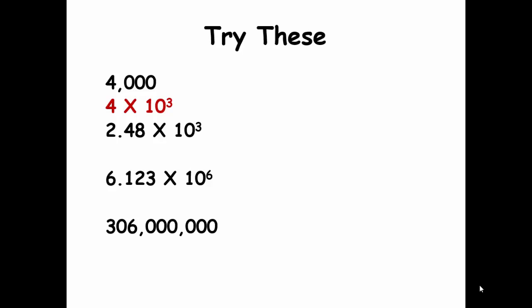The next example we have is scientific notation. We're going to change it back. So we have 2 and 48 hundredths times 10 cubed. We are moving our decimal 3 places, and we will arrive at 2,480. Here are the answers for the last two.